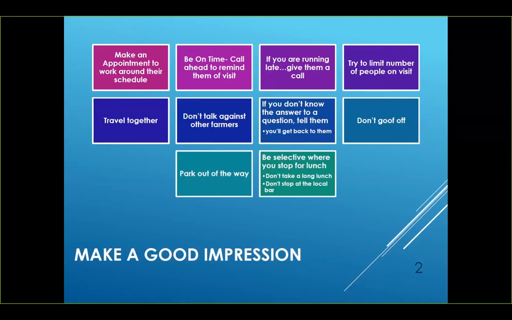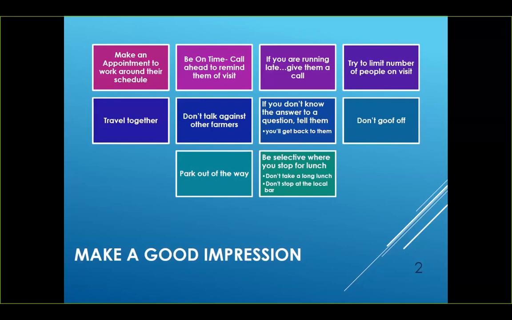Other things here, if you're running late, give them a call. Obviously, that's sort of self-explanatory. Next one, try to limit the number of people on the visit, especially early on. Again, it's that perspective. If 4 government vehicles drive up and 5 people jump out to talk to the landowner, one, that can be a bit intimidating, right? You don't know everybody. You have a lot of folks here. They might not know if we're regulatory or not.